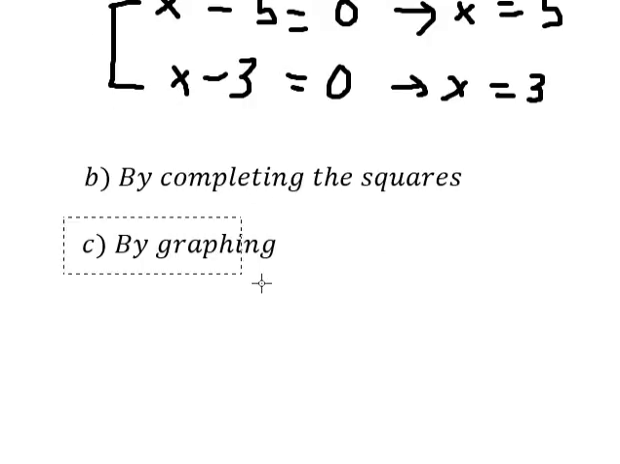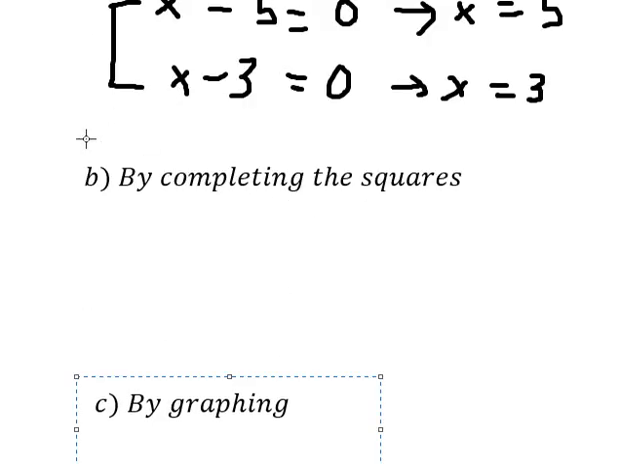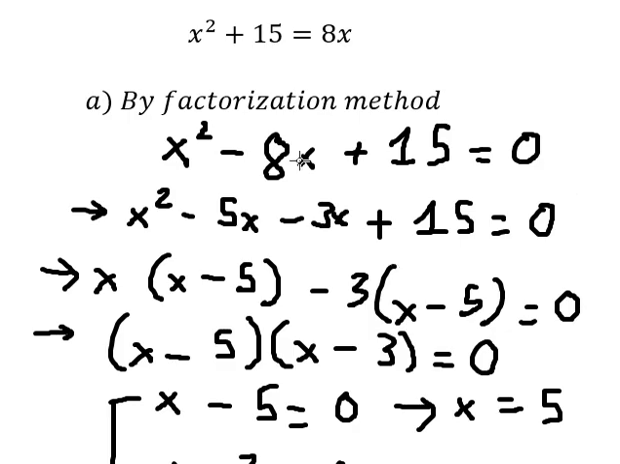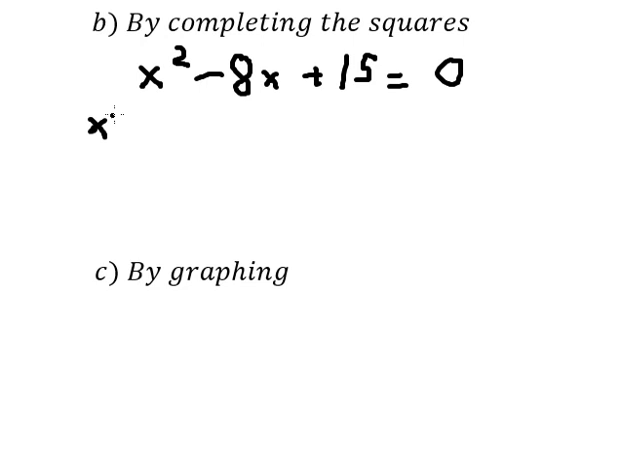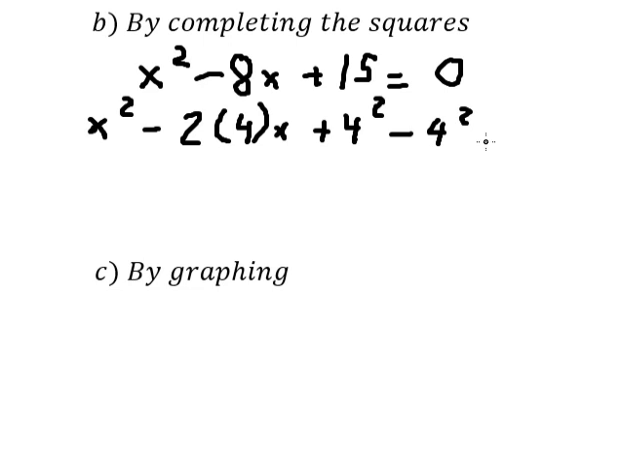Now question B, by completing the squares. So we use the same, we put 8s go to the left, so about number 8, that is number 2 multiplied by 4 and with s. So this one we need to add 4 square. Later that we need to minus 4 square.